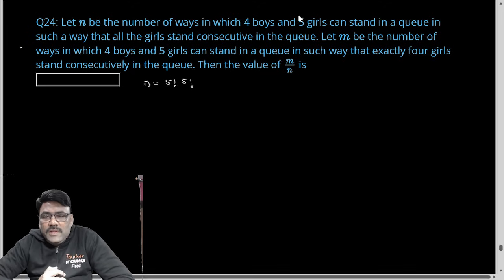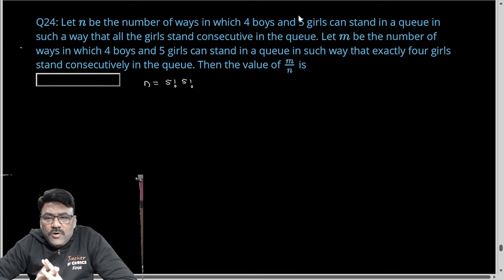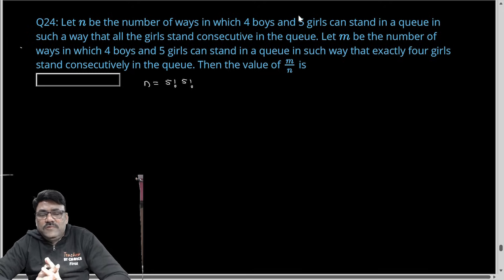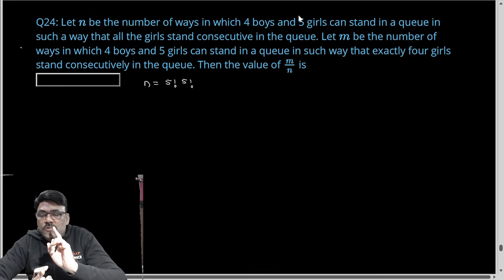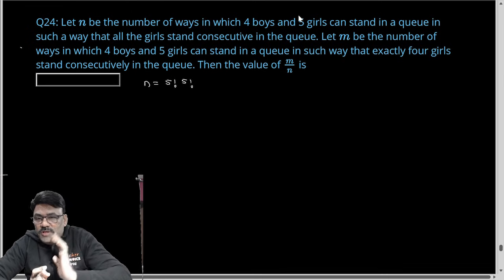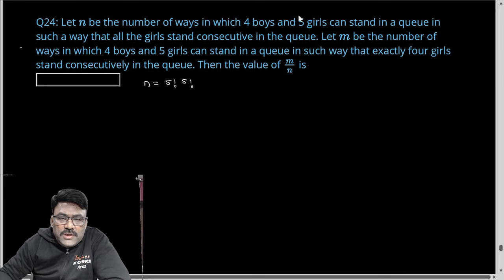Now m. In m they are saying that in how many ways you can arrange 4 boys and 5 girls so that exactly 4 girls are together, not all 5. Exactly 4 are together. One girl should be separated from these 4. So here what I will do, let's arrange the boys first. How many boys do you have? 4 boys. B1, B2, B3, B4.